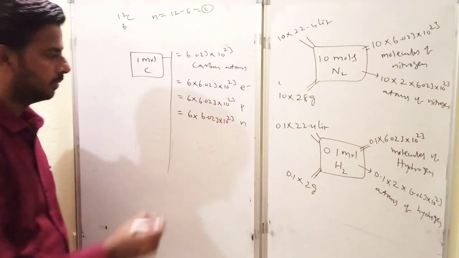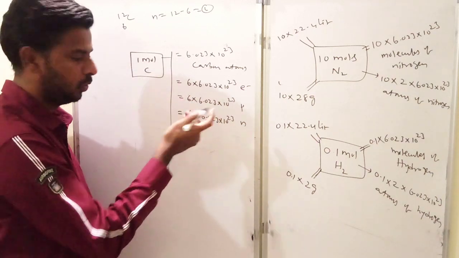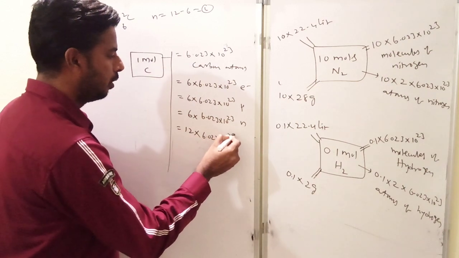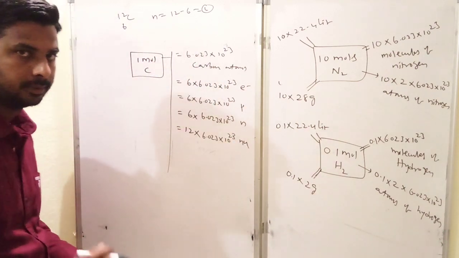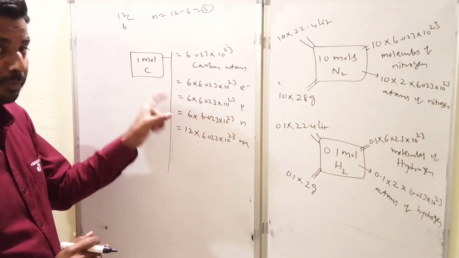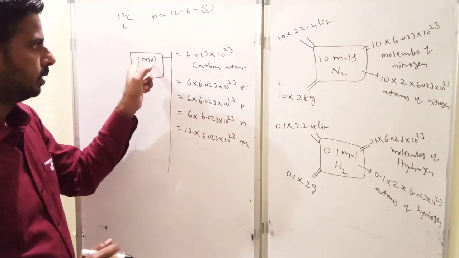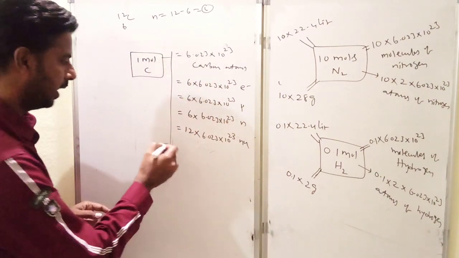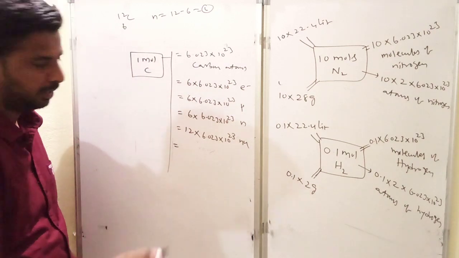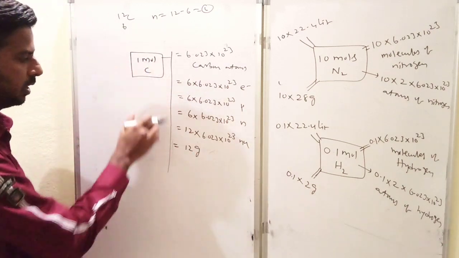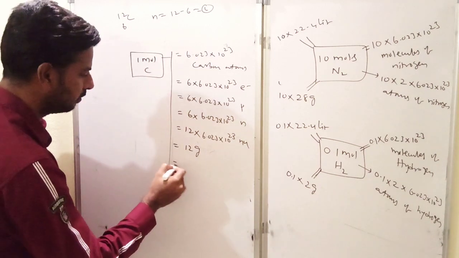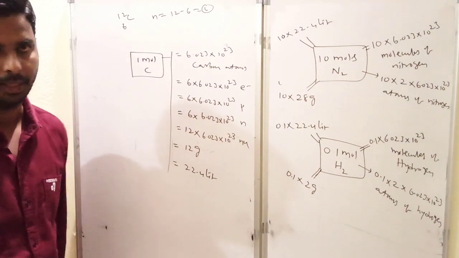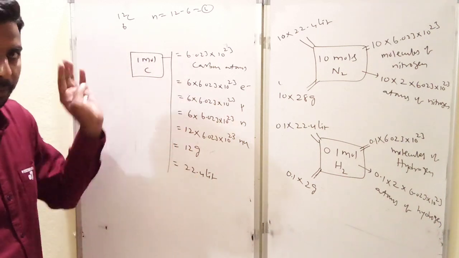How many nucleons? The sum of protons and neutrons gives the nucleons. That is 12 into 6.023 into 10 power 23 nucleons. Is it clear? This is the analysis in terms of subatomic particles. Next point: it is an atom, so it is equal to its gram atomic weight. Gram atomic weight how much? 12 grams. 1 mole is equal to 12 grams. In terms of volume, it is equal to 22.4 liters. So 1 mole of C equals 22.4 liters. This is the complete analysis of 1 mole of carbon.